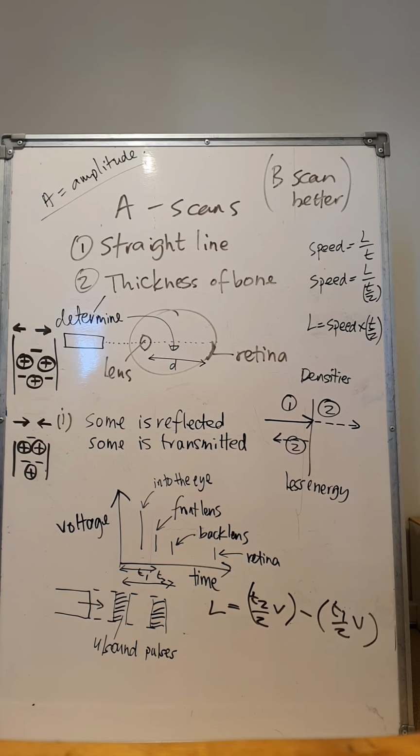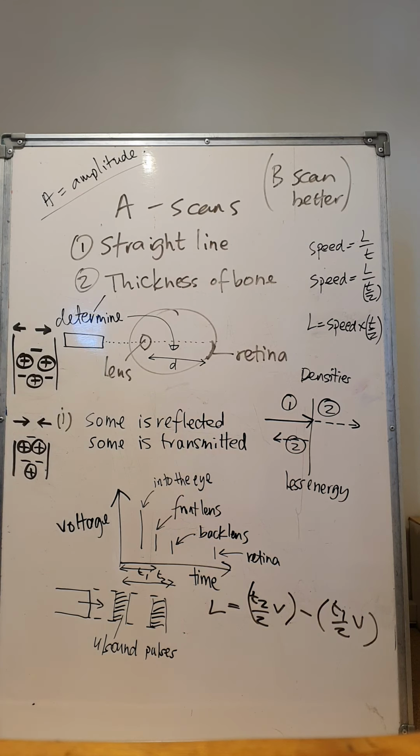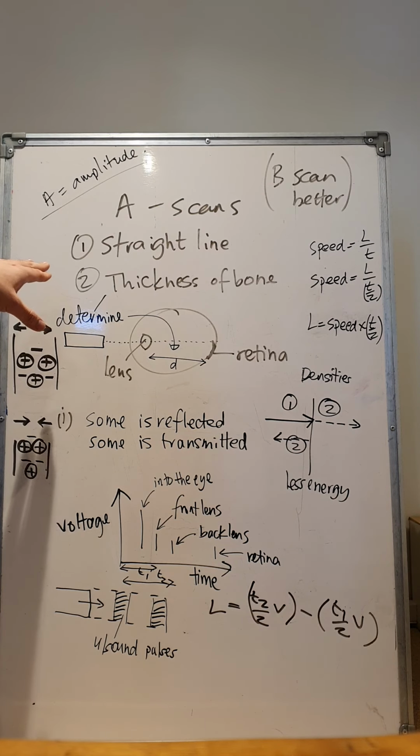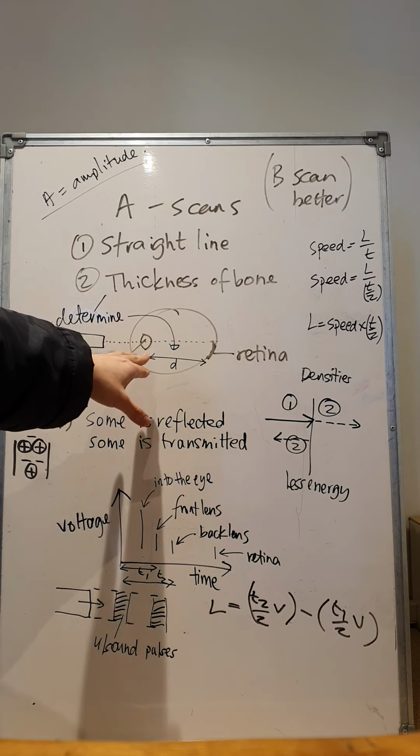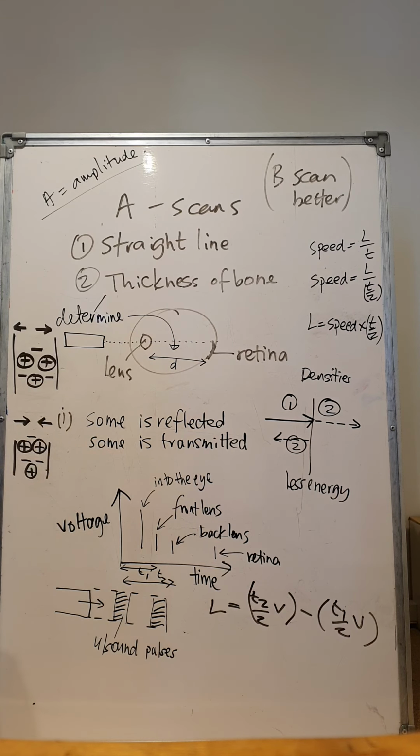Okay, so in this video, we're going to talk about an ultrasound scan, and in this case, we're going to talk about A scans. The A scan travels in a straight line, and it can be used to measure the thickness of bone. In this case, we're going to talk about measuring the thickness of a lens. For an A scan, you can measure the distance between the lens and the retina.